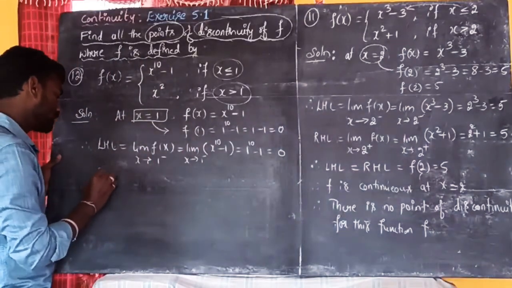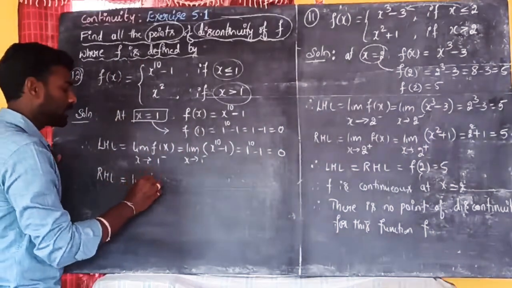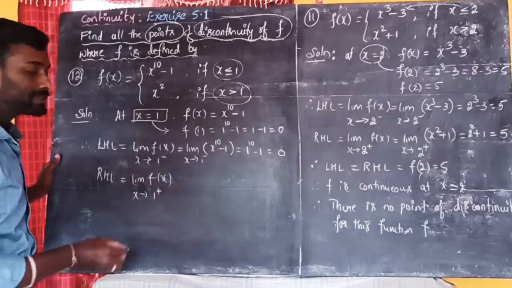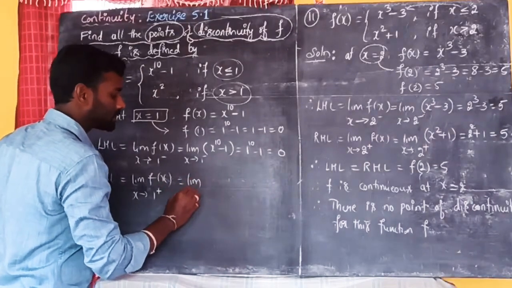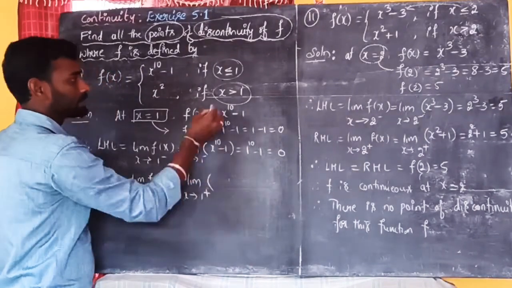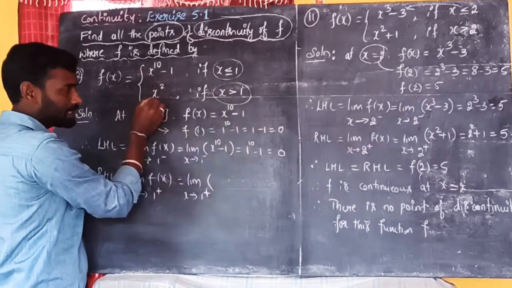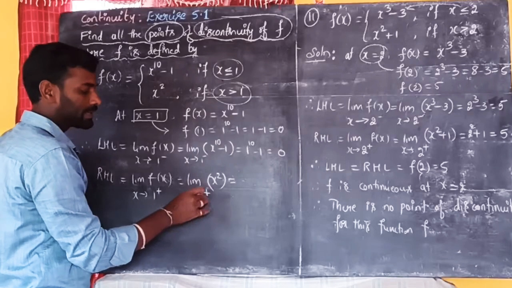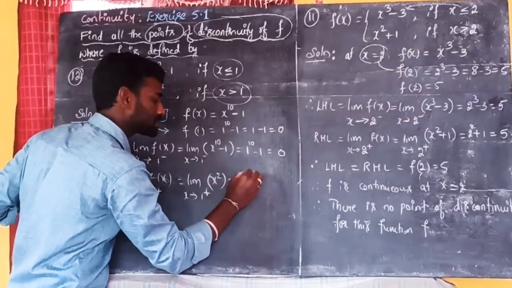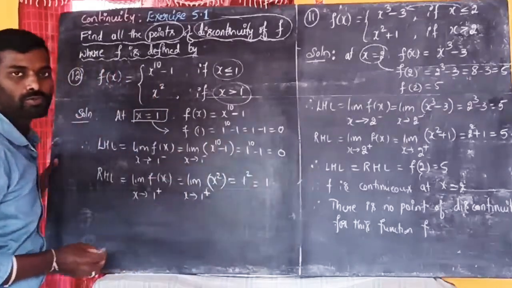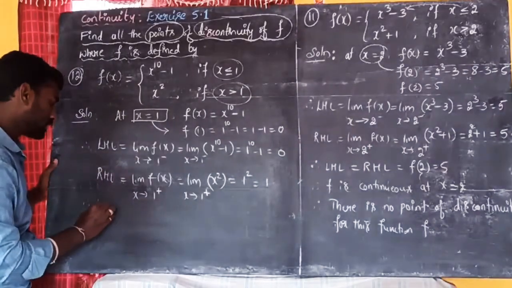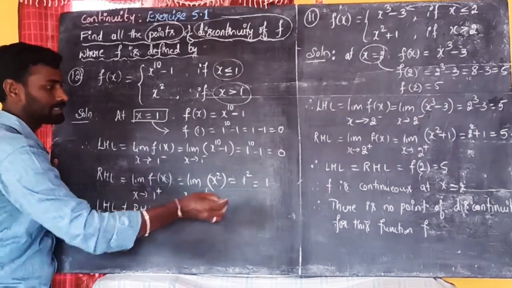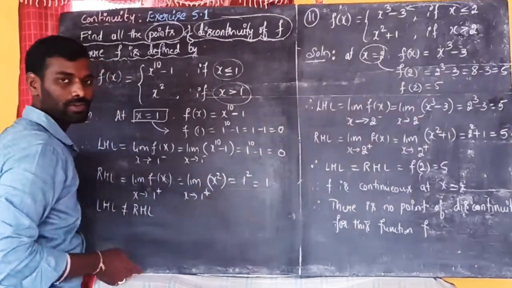Next, RHL. RHL is equal to limit of f of x as x tends to 1 plus, which means the function which is greater than 1. The function which is greater than 1 is x square. If you substitute the limit as 1, x tends to 1, this becomes 1 square. 1 square is equal to 1. Now observe, guys. Therefore, LHL left hand limit is not equal to right hand limit. LHL is equal to 0, RHL is equal to 1.